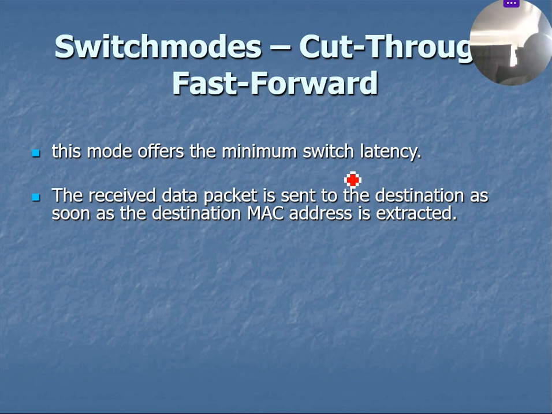Fast forward. Like it just goes with speed. Come fast forward quickly. So this one will give you minimal latency, very reduced latency, because the length of time the data packet will spend on the switch will be very small. So it gives you minimal latency. Now the received data packet is sent to the destination as soon as the destination MAC address is extracted. So you can see this is the fast forward cut through.